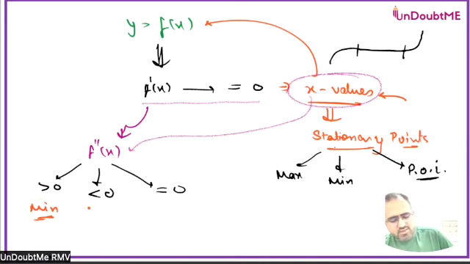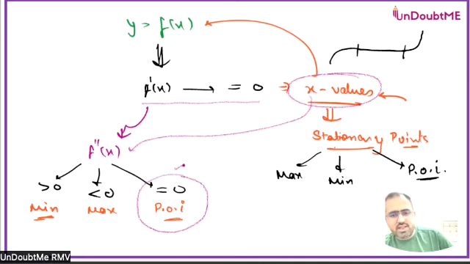f double dash x less than 0, then that particular x value will be a point of maximum. And when it is equal to 0, then we call it a point of inflection. Points of inflection are very less likely to be asked, or very less frequently used. So that's why many students don't have much idea about this.